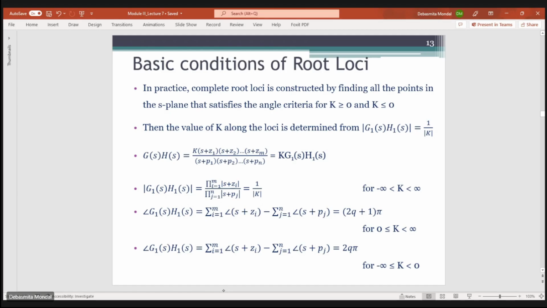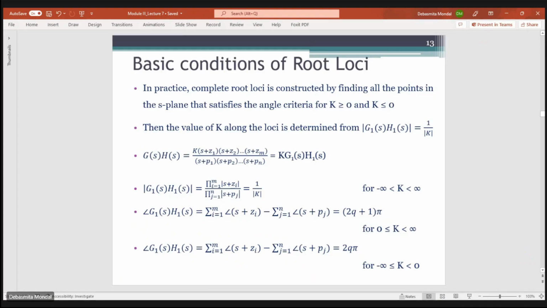So in a pole-zero form, in the numerator you have K into the product of zeros, and in the denominator you have the product of the poles. Again, you can write this as K into G1(s) into H1(s). If you want to find the magnitude of G1(s)H1(s), there is no K term there.